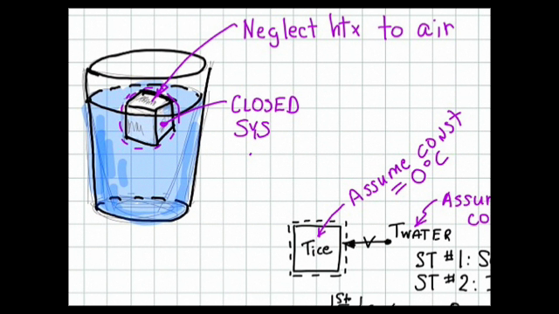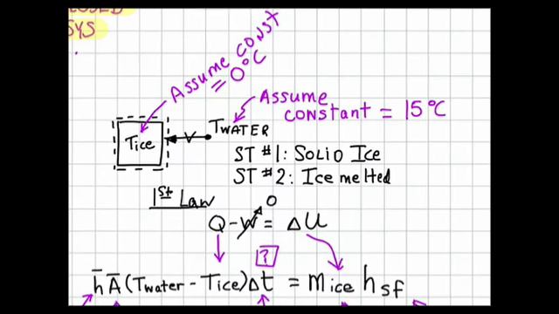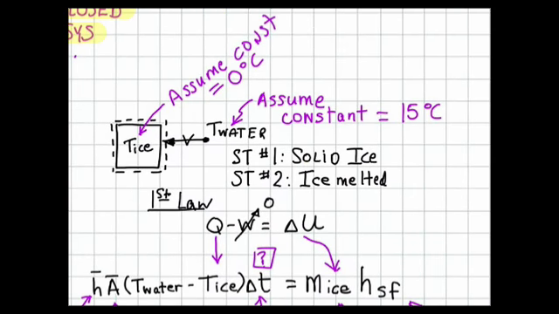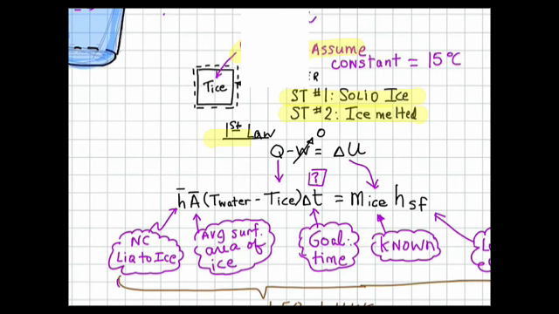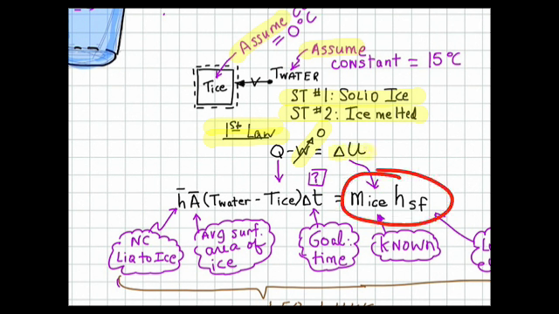So to build the math model, I neglected heat transfer to the air because that'd be very negligible compared to the heat transfer to the water. I selected the ice cube as a closed system, made some assumptions. Defined state 1, I have solid ice. State 2, the ice is melted. Applied the first law to my system. There's really no work interaction of significance. And so the change in energy is just how many joules does it take to melt the ice.